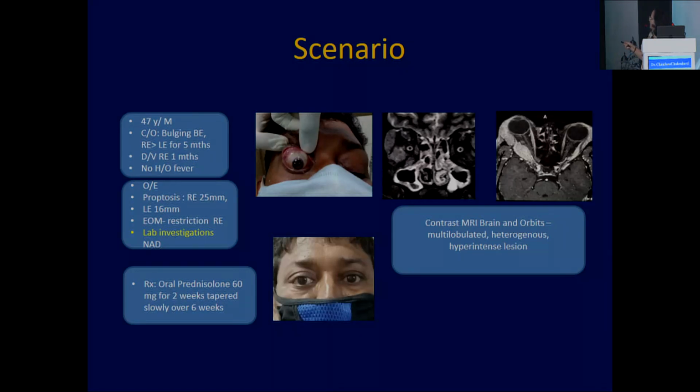A 47-year-old male came with bilateral proptosis and restricted extraocular muscle movement. Lab investigations we did for tuberculosis and sarcoidosis, everything came negative. With oral prednisolone, the patient is quite happy, and he didn't come back to us. We diagnosed it as a case of IOID, idiopathic orbital inflammatory disease, on the basis of the clinical presentation and the CT picture. Because look at the typical case.